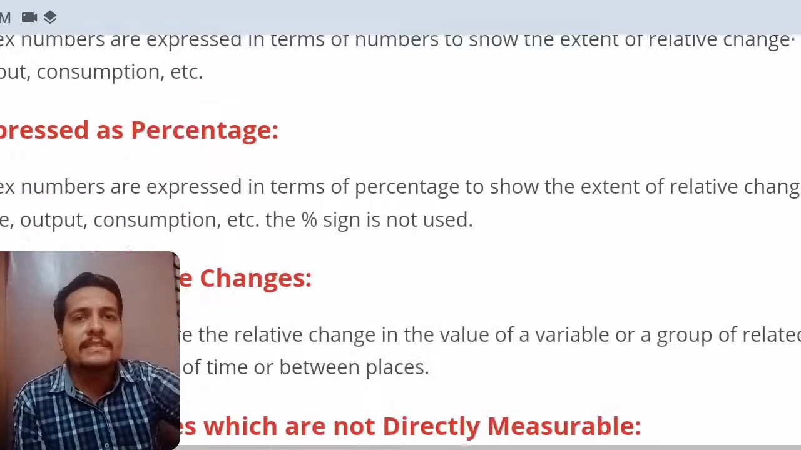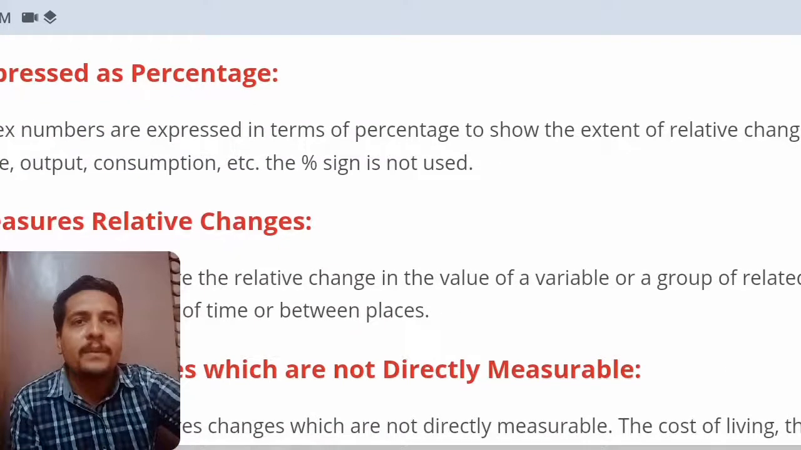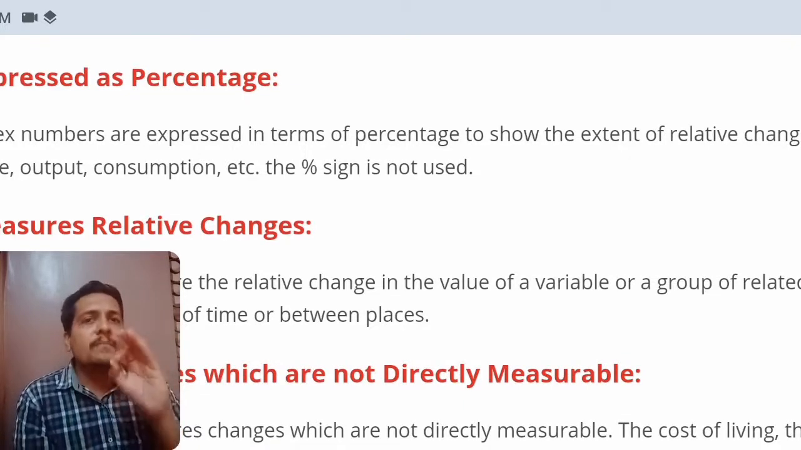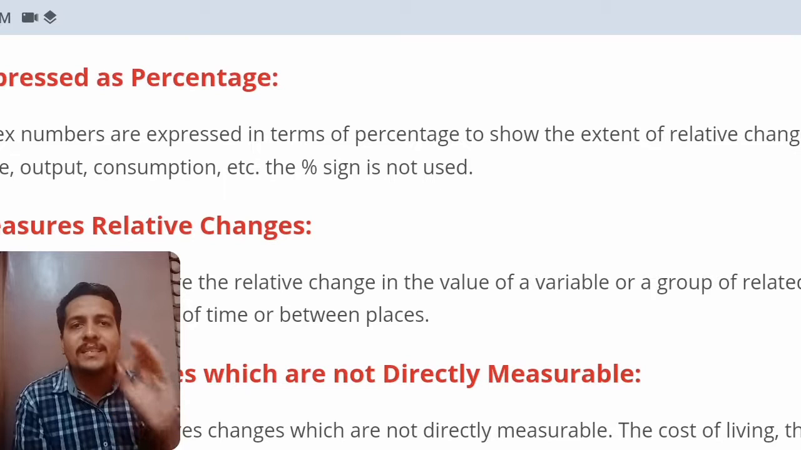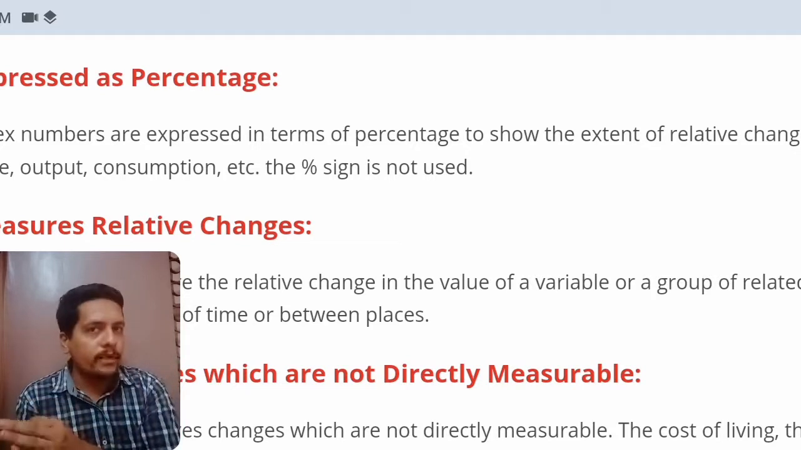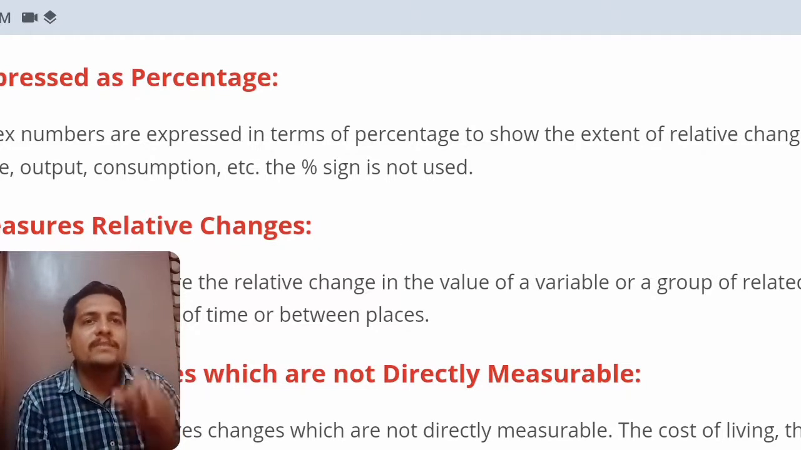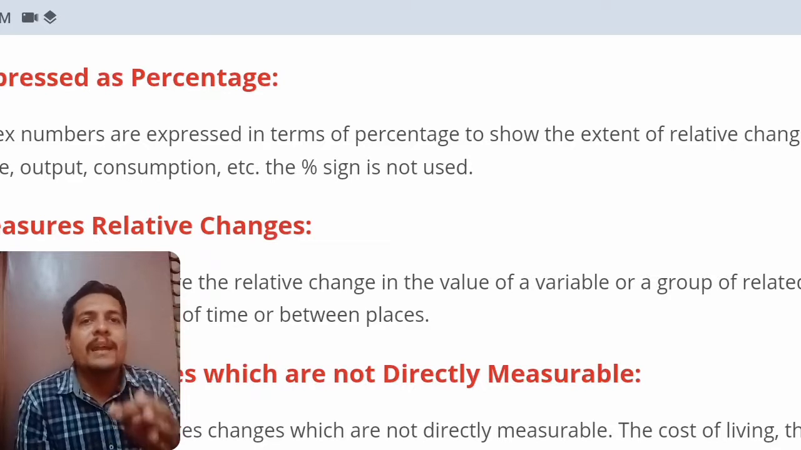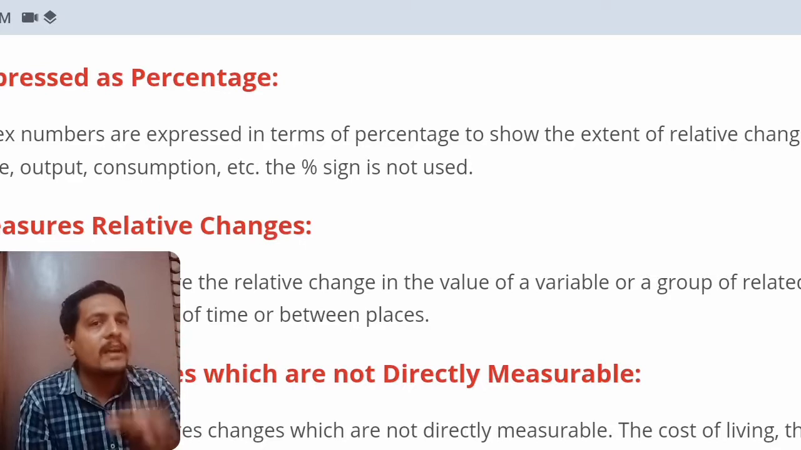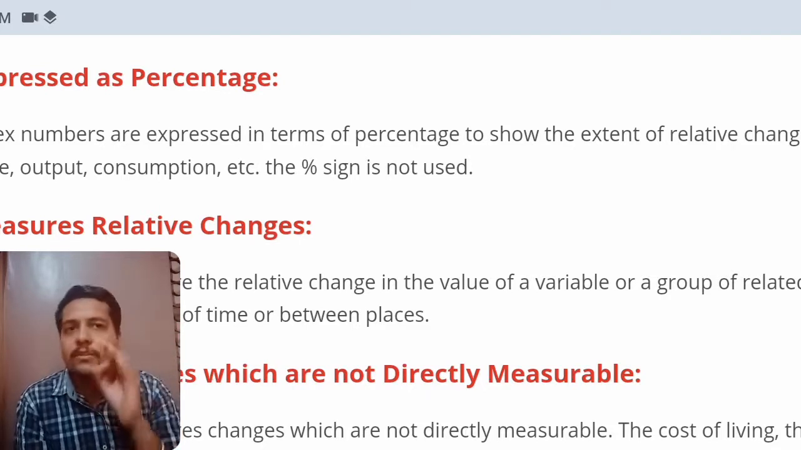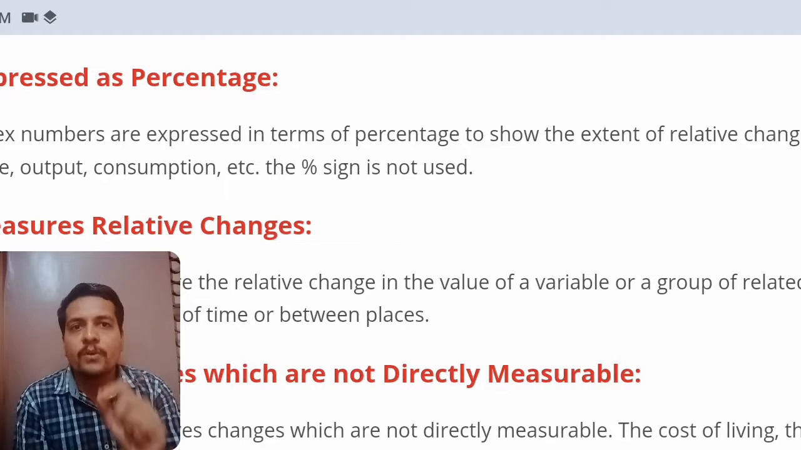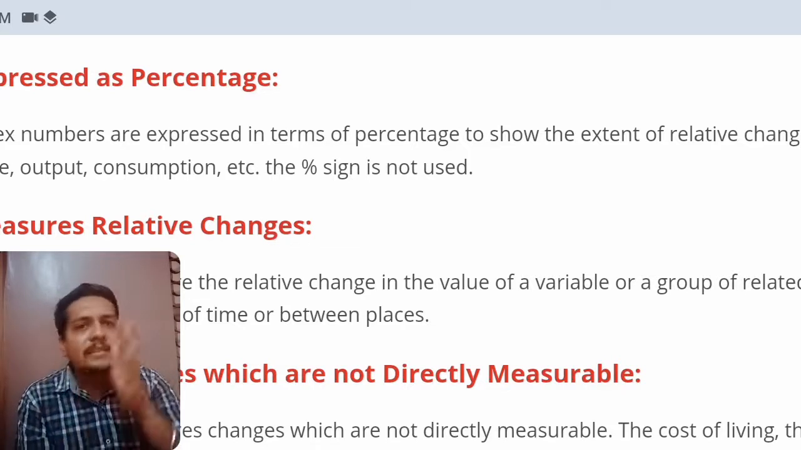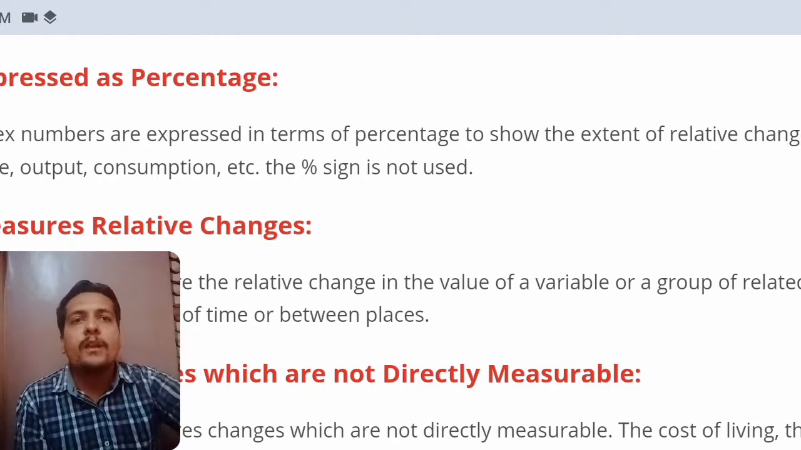After that, the second one is expressed as a percentage. We mentioned earlier, index numbers are mainly shown as a percentage or in reference to 100. So index numbers are expressed in terms of percentage to show the extent of relative change in price, output, consumption, etc. The sign of percentage is not used. This is very important: expressed in percentage, but the sign of percentage is not used.